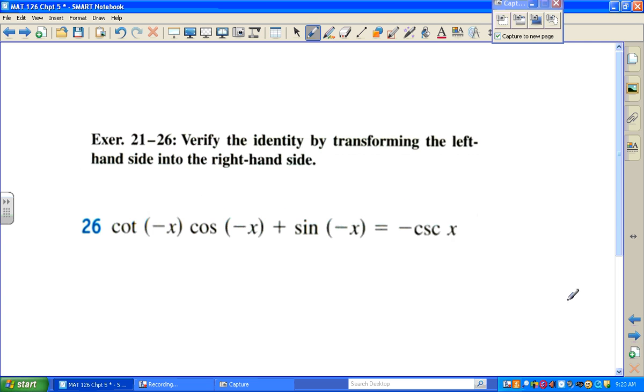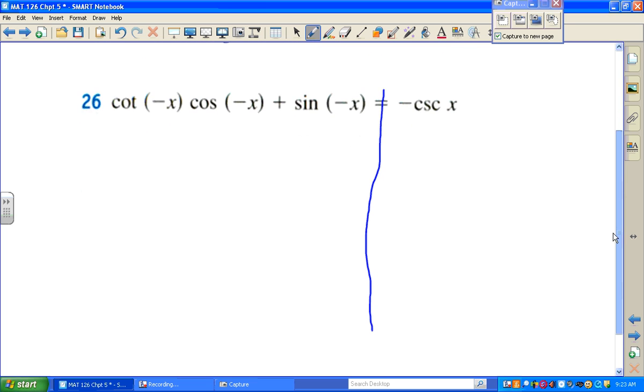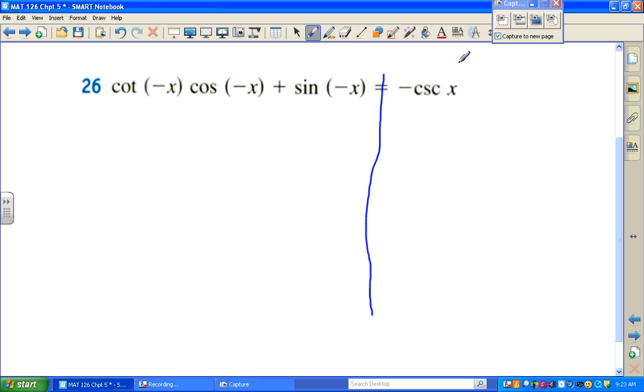All right, we all know what this means. Verify the identity by transforming the left into the right. I know, this is great. I should tweet this. Having fun in second hour trig. No, I didn't. I was busy. I was overwhelmed.